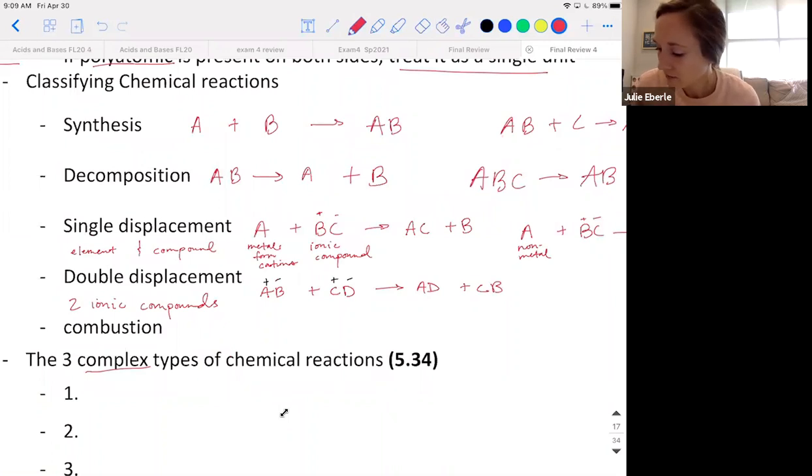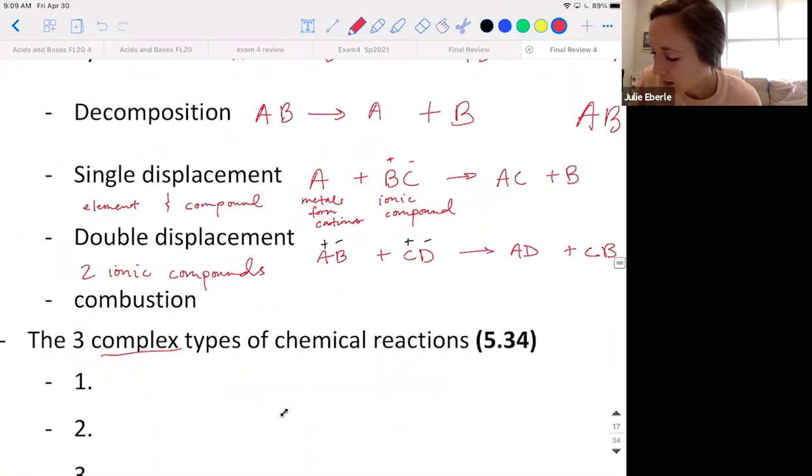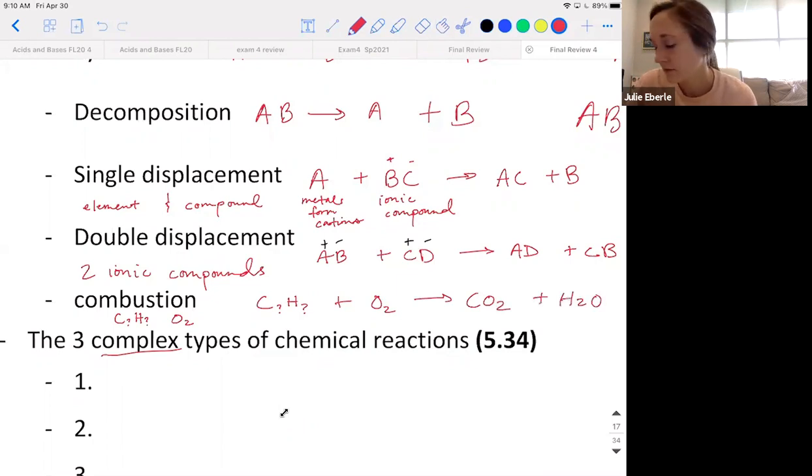Combustion is when you have a hydrocarbon, so something that has just carbon, we don't know how many, and hydrogen, we don't know how many. The only elements in the compound are carbon and hydrogen. And you have oxygen, all right? So when this happens, CH plus O2, you get the same products every single time. You get CO2 and you get water.